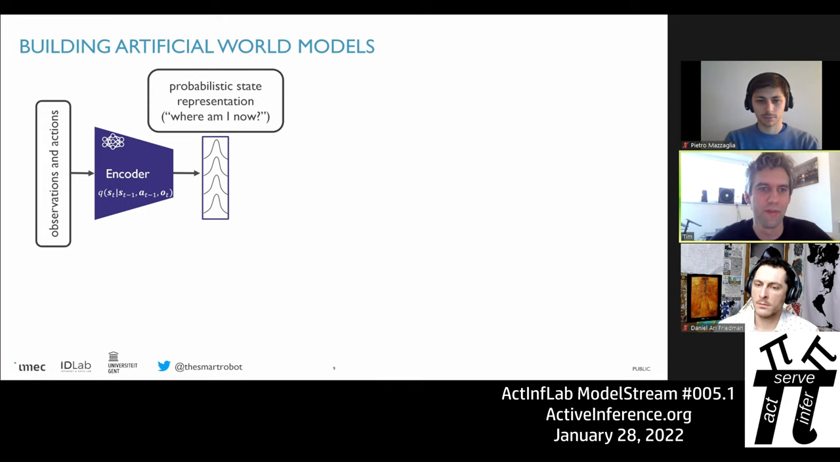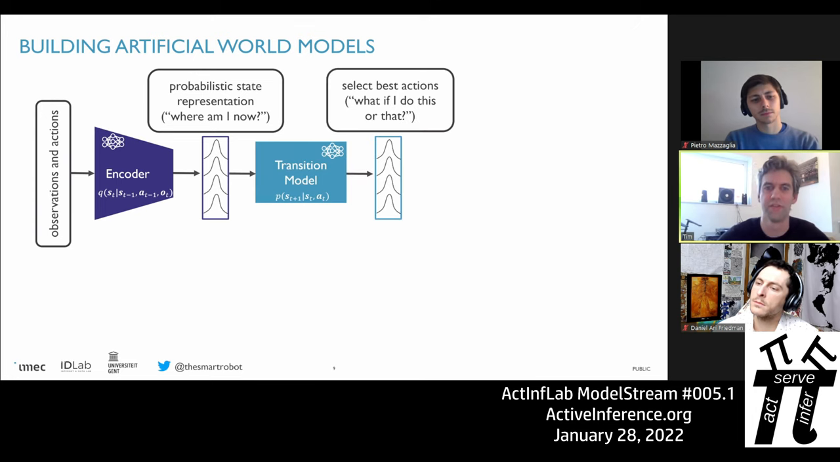And this basically then reflects this approximate posterior. This is just saying, given my previous state, action, and my current observation, it outputs a probabilistic state representation, which is basically the means and the variances of multivariate Gaussians. And then we have a second neural net, which we call the transition model.